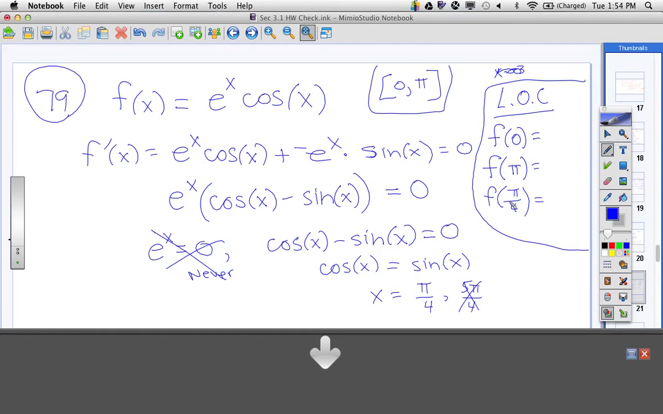So I'm just going to stop there, but we would plug those into f, and we would do that and get our max. All right, but I wanted you to see the product rule, and I wanted you to see the factoring and how you could do it.